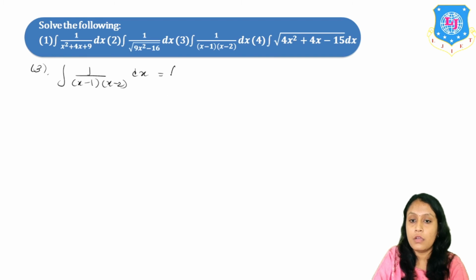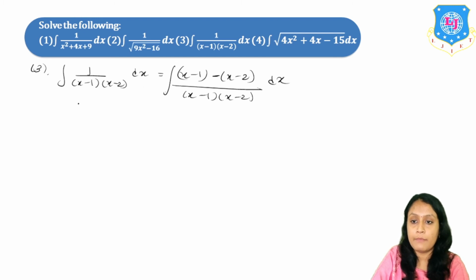Okay, so here we'll simplify this and write it as x minus 1 minus x minus 2. If you open this bracket, you will get 1 in the numerator. So x minus 1, x minus 2, dx. Now just split them. What you will get over here is the integration of 1 upon x minus 2 minus 1 upon x minus 1 dx.